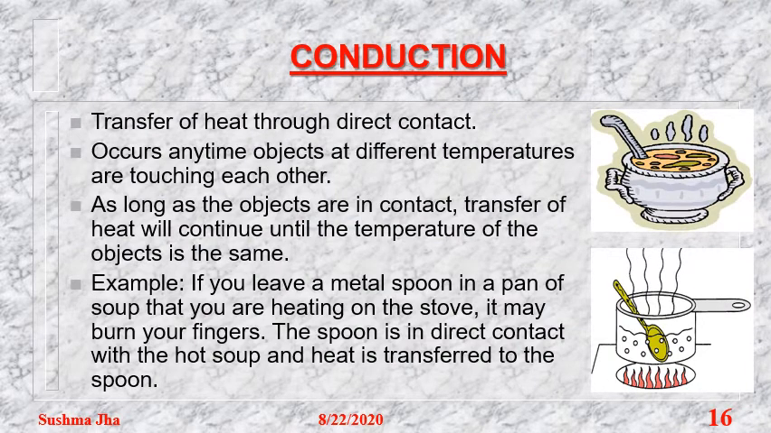Now, in the process of conduction, transfer of heat is through direct contact. Second, you can say it occurs any time objects at different temperatures are touching each other. As long as the objects are in contact, transfer of heat will continue until the temperature of the two objects is the same. For example, when you leave a metal spoon in a pan of soup that you are heating on the stove, it may burn your finger. Why will the spoon burn your finger? Because the spoon is in direct contact with the hot soup and heat is regularly transmitted from the pan to the spoon.